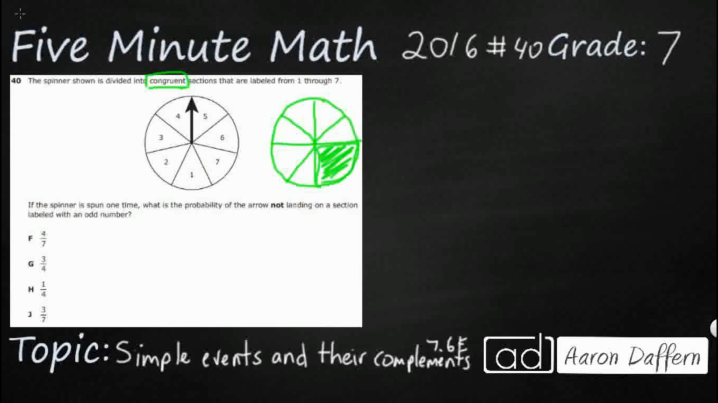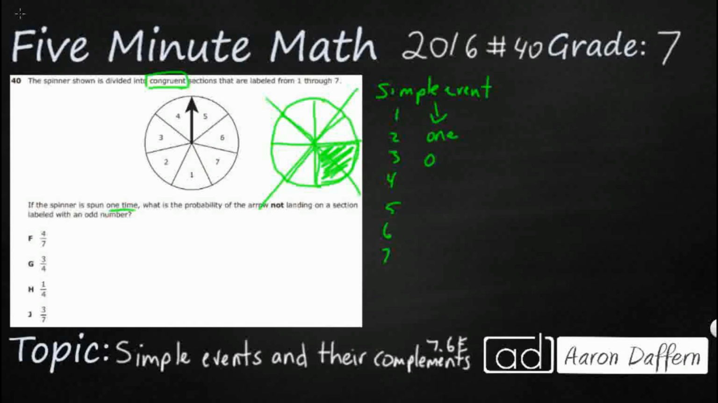They are labeled 1 through 7. So if the spinner is spun one time, this is why we call this a simple event. It is a simple event because we simply have one possible outcome. It can either be a 1, a 2, a 3, 4, 5, 6, or 7. Even if we were to spin the spinner 8 times, that's still one possible outcome.